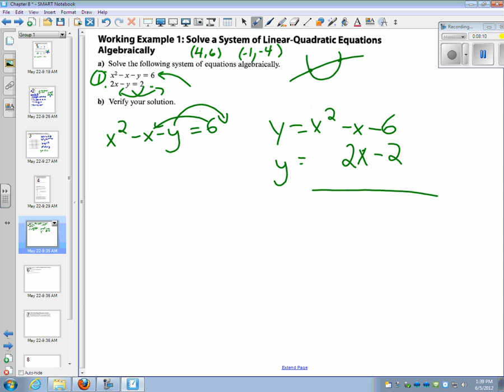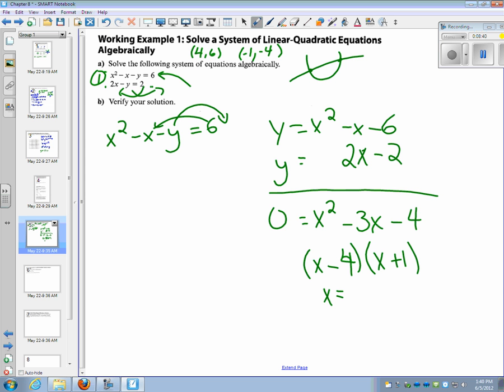And now I subtract. So I get x squared, 0 is equal to x squared. Negative x minus 2x is minus 3x. Those negatives are going to come in handy. Negative 6 minus negative 2, so that's like adding 2, is minus 4. And now I have to factor this. So I get x minus 4, x plus 1. So I get x equals 4 and x equals negative 1.